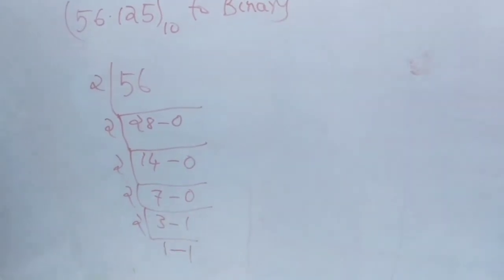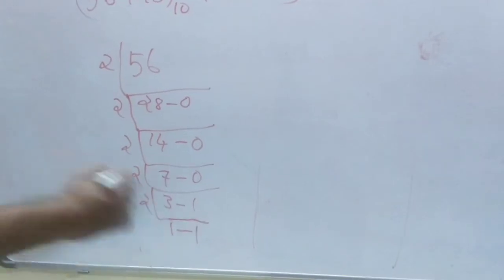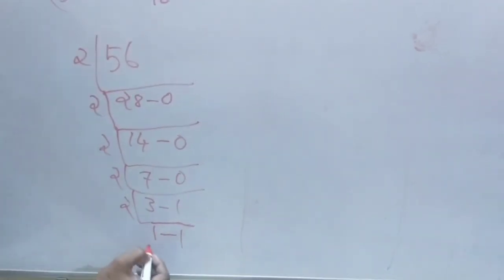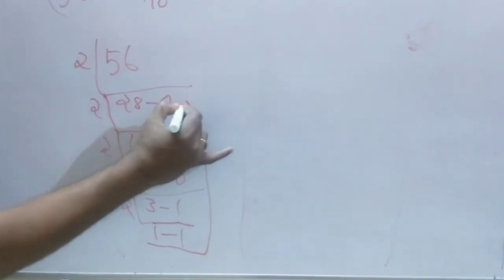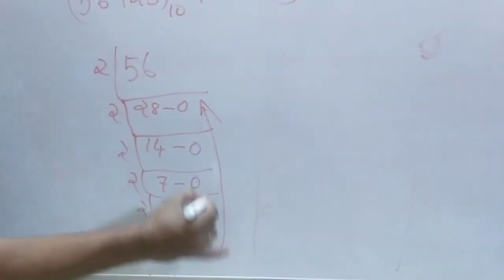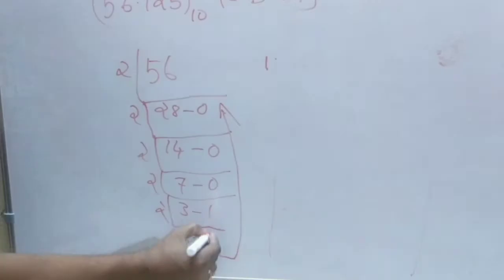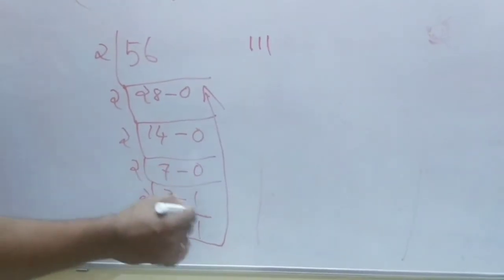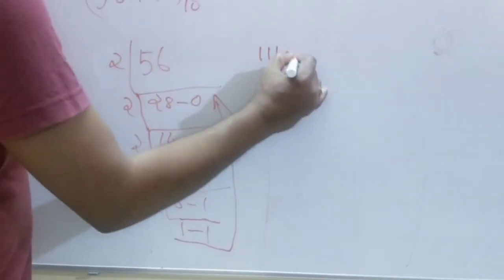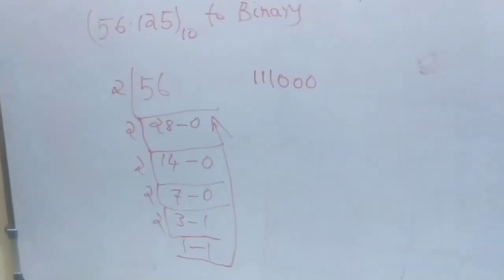We cannot divide further. So this is the step where we need to stop, and we need to write the binary digits in this order. What is the integer part? Triple 1, triple 0, right? Now we have completed the integer part.